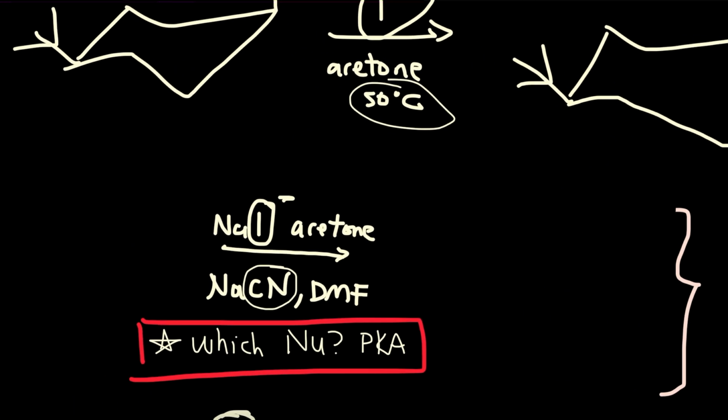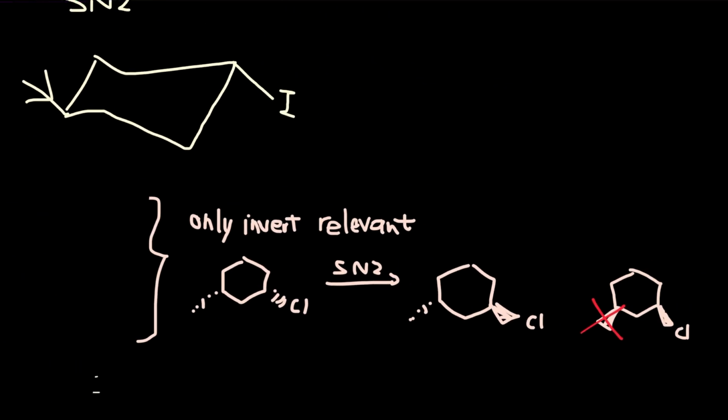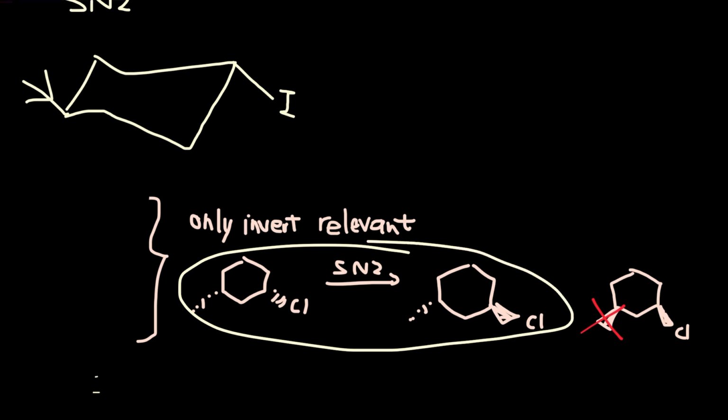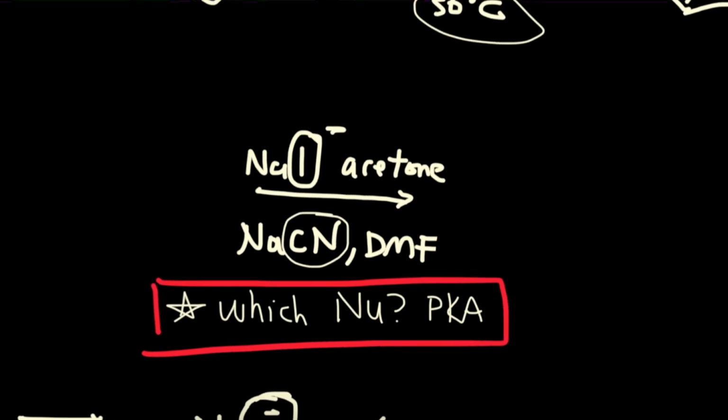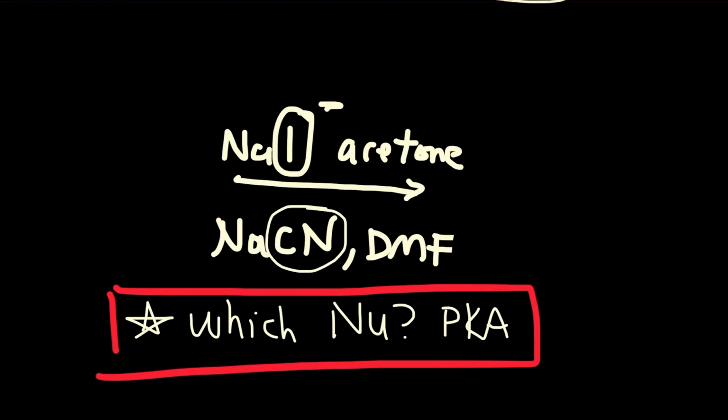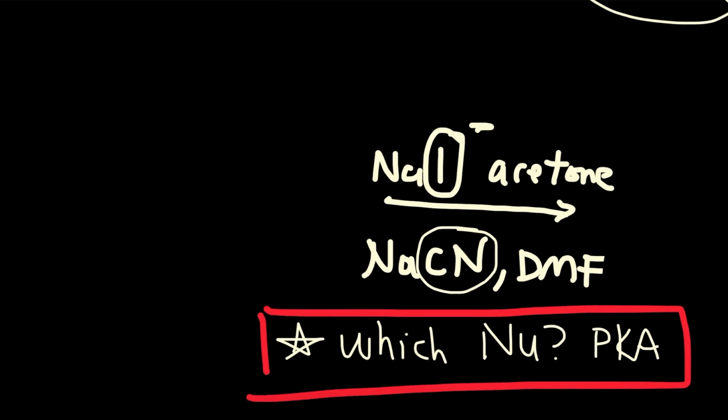Oh, also, just a quick break here. Remember, only invert what's relevant. If you put it through SN2, you're only going to invert the leaving group's carbon. You do not invert the thing that's not affected. And also, let's just say you have a reaction and you're like, wait a second, there are two possible nucleophiles that can replace a leaving group. So which nucleophile do we use?